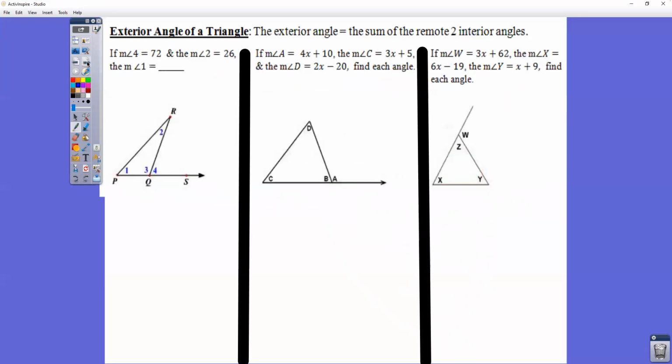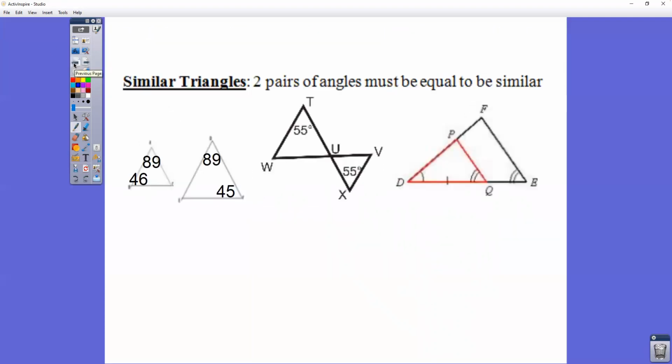So when we take a look at the similar triangles questions, these are your yes and your no questions. Are they similar or not similar, yes or no? You have to have 2 pairs of angles that are the same in order for it to be a yes. Not 2 angles, but 2 pairs of angles. When you take a look at this first one, you have the 89 and the 89. That's great. That's 1 pair of angles.